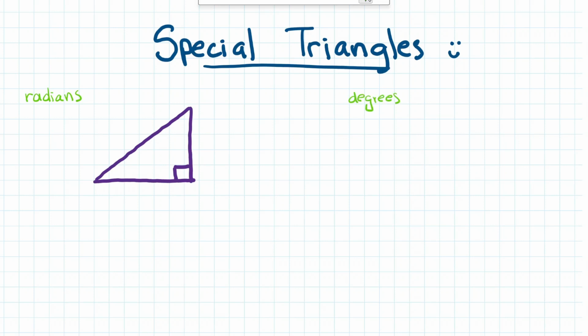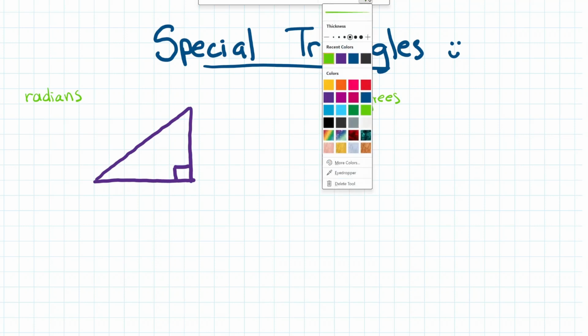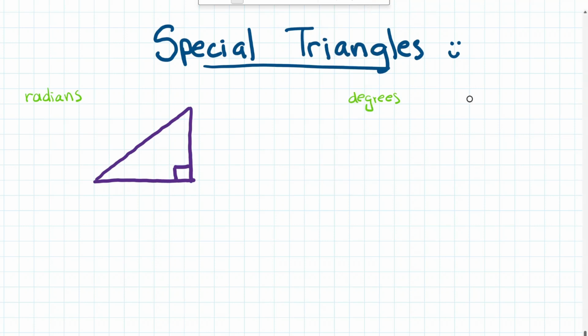Okay, so this first triangle that I'm going to show you, in degrees you'd say the 30, 60, 90 triangle, or you'd call it the pi over 6, pi over 3, pi over 2 triangle in radians. So in this case, let's do that one first. So if this, like we said, is 90 degrees or pi over 2, let's say that this angle over here is pi over 3, this angle over here is pi over 6.